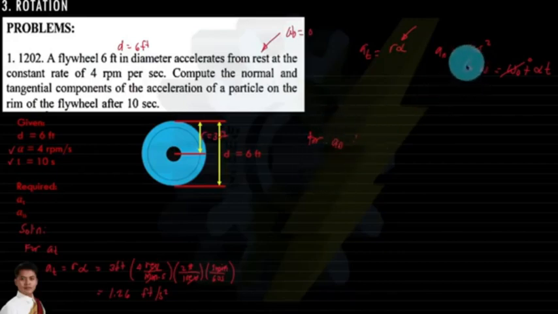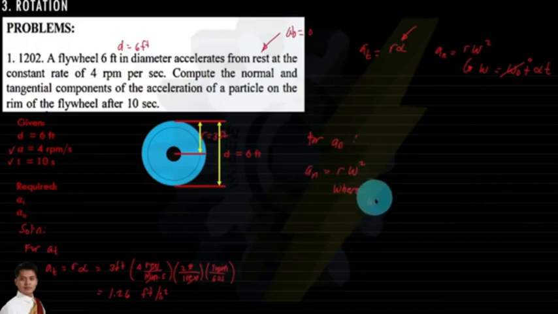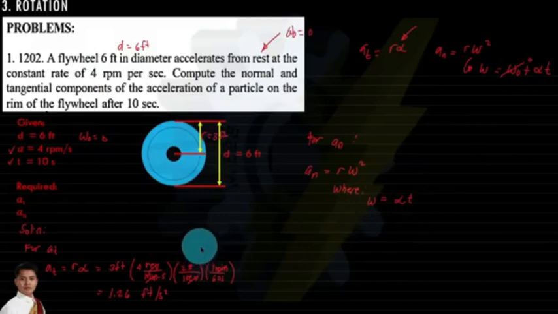The next is for a sub n, or the normal acceleration. So let us use our equation: a sub n is equal to r omega square. Omega, or the final angular velocity, can be solved using omega equals alpha t, with omega sub O equal to 0. For our alpha, we have 4 revolution per minute per second. But again, we cannot multiply that directly to our time, so we need to convert that again into radian per second square. So this is equal to this quantity.